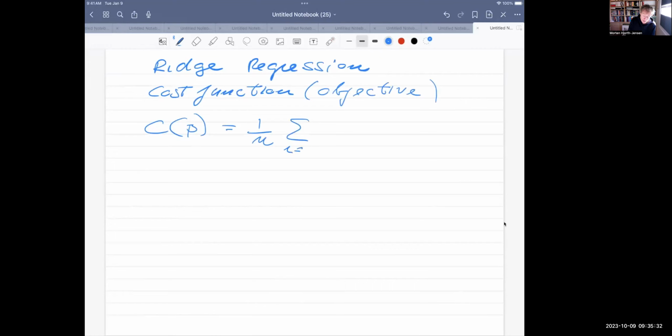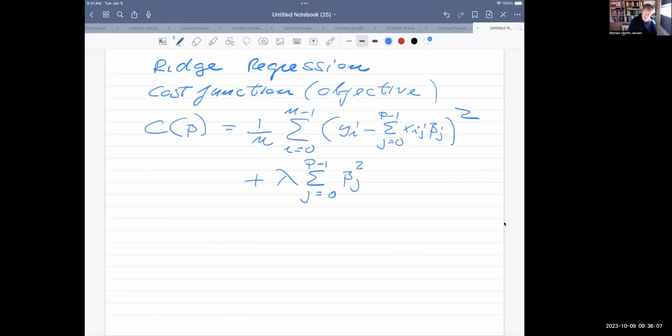And then we have i equals 0 up to n minus 1. And then we have the data points, the outputs, which we want to reproduce. And then we have the sum over the parameters, so p minus 1 of x_ij multiplied with beta_j, squared. But now we add a new parameter. So the new parameter goes like plus lambda. And then we rewrite that one in terms of a sum of j equals 0 to p minus 1. And then we have a beta_j squared.